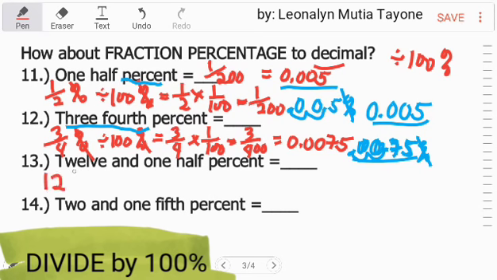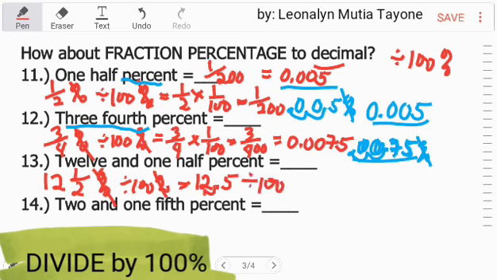Next, 12.5%. That is 12.5%. I-divide mo ng 100% para ma-cancel out si percentage sign. Si 12.5%, pwede mo isulat na 12.5. I-divide mo ng 100. So, bali 1, 2. That is 0.125.